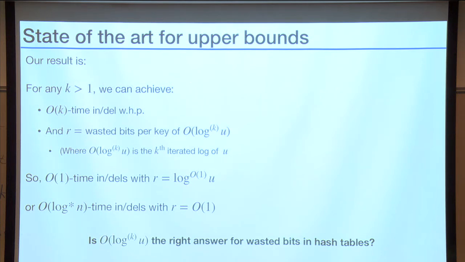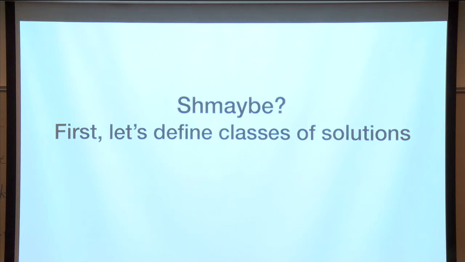OK, so the question is, now that we have this upper bound, is this the right answer? Is big O of the kth iterated log of u the right answer for the number of wasted bits in hash tables? And the answer is sort of maybe. So it turns out we can establish a lower bound for a large class of hash tables that encompasses all succinct hash tables. And to see what this class is, let's first define it.